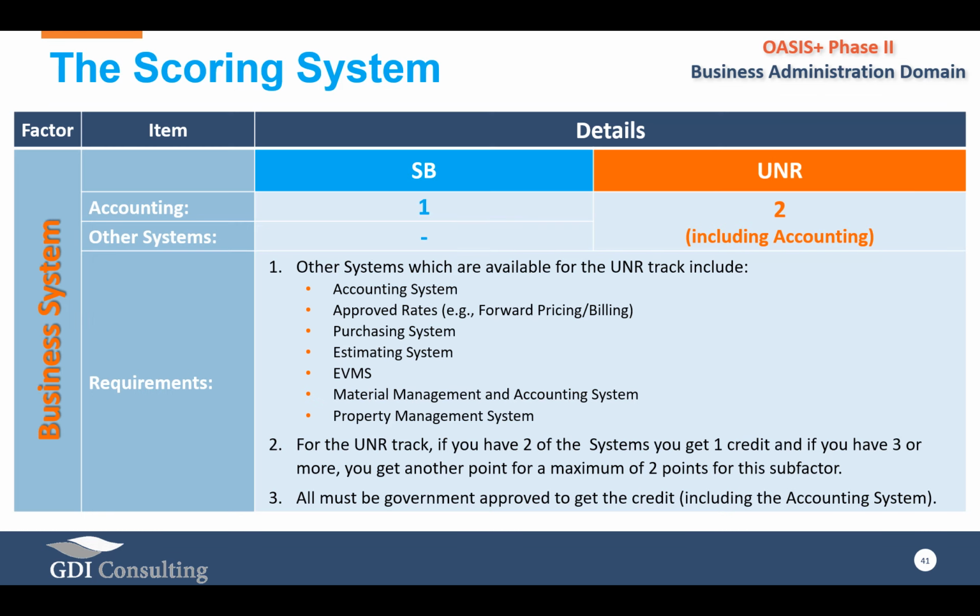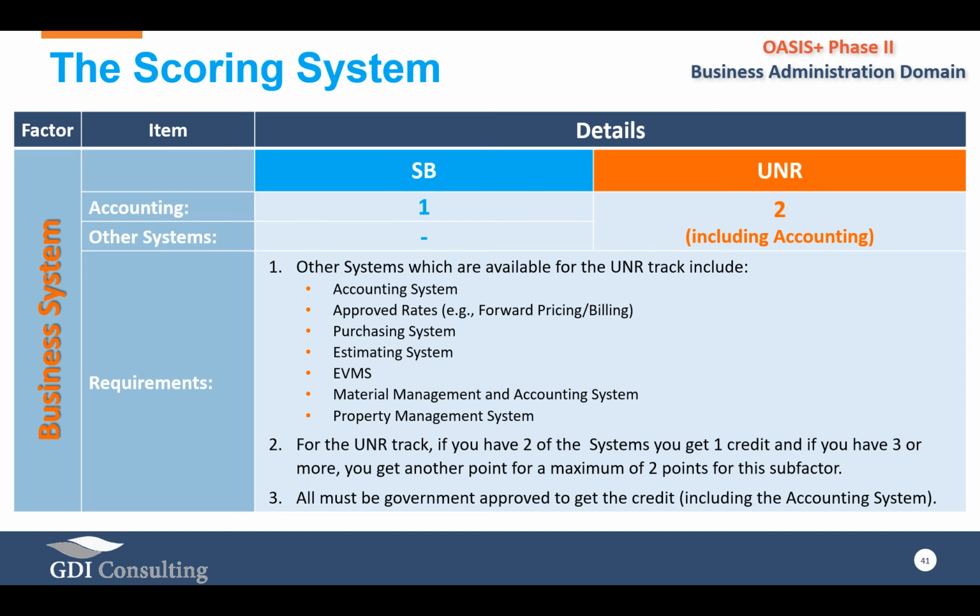The first one, business systems. If you're a small business, you have to have an accounting system. If you have an approved accounting system, you get 1 point. For large businesses, you get 1 point if you have 2 of these that are listed: the accounting system, approved rates, purchasing system, estimating system, EVMS, material management accounting system, and property management system. If you have 2 of these, you get 1 point. If you have 3 of these, you get 2 points.